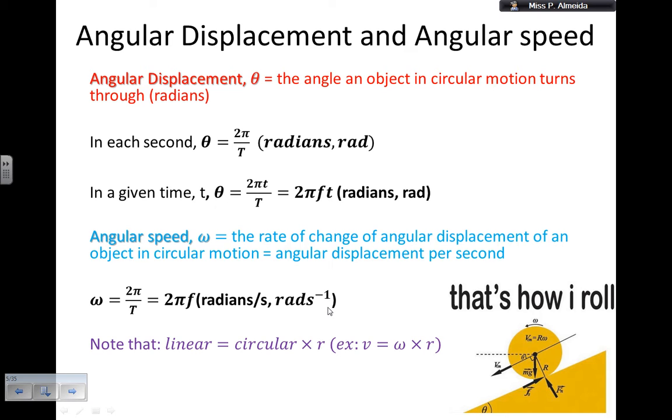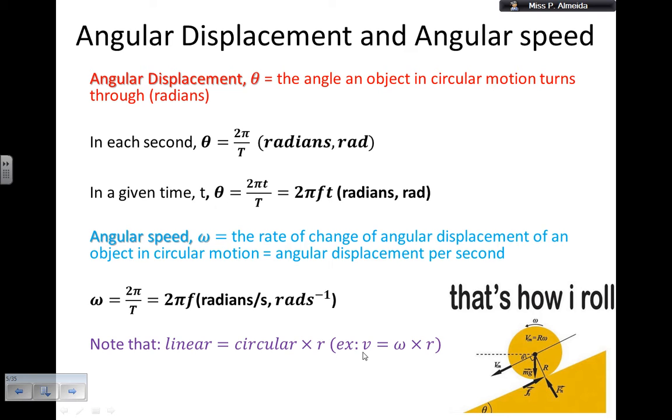So in general, in case you're feeling a little bit overwhelmed with the new information, note that anything that is circular follows this formula, okay? So you pick up the formulas that you know when you were talking in linear motion, so non-circular, and the linear is going to be equal to the circular motion times r, the radius of your curvature, okay?